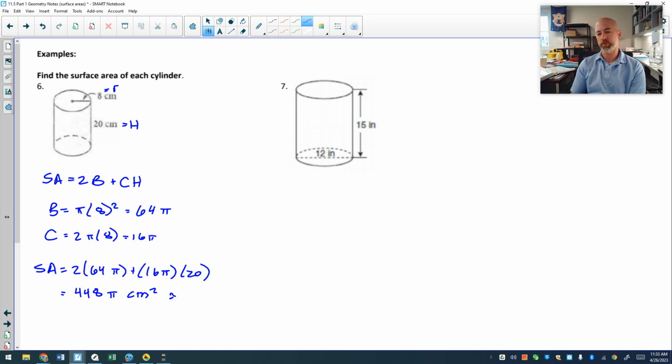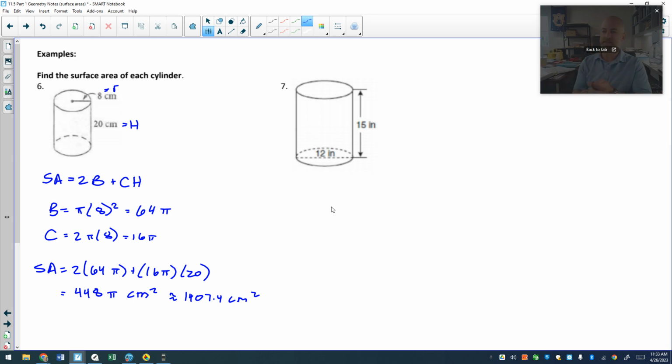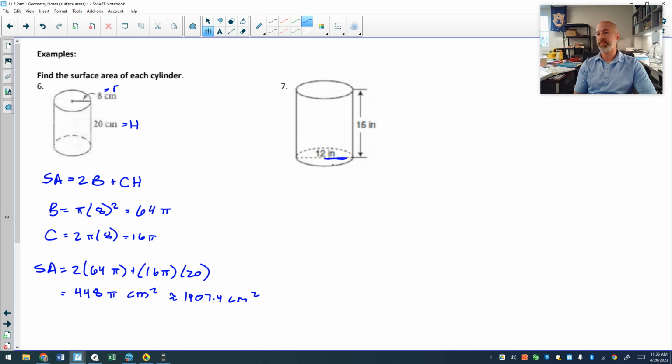If you want the decimal approximation, that would be 1407.4 centimeters squared. And seven, I'm going to pause this and work it out really quick because seven is a repeat of six. Do pay attention to the fact they gave you the diameter, so the radius is going to be six. And then it's really similar to number six. Here comes the answer in about 2 seconds.